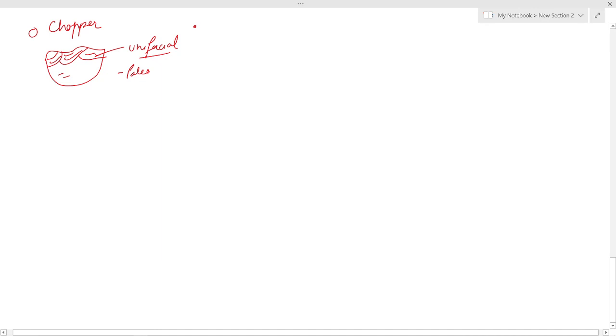Now the chopping tool is similar to the chopper, but this was bifacial. So here the stone is bifacial. Same, it was also in the Paleolithic period. Chopping tools are important.